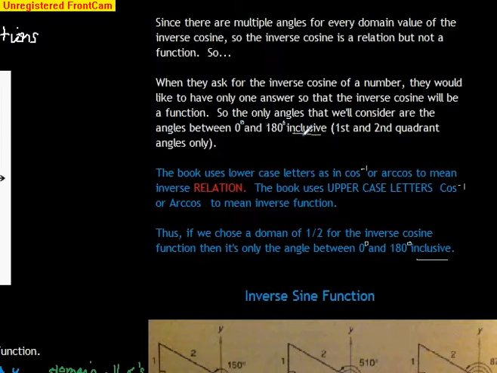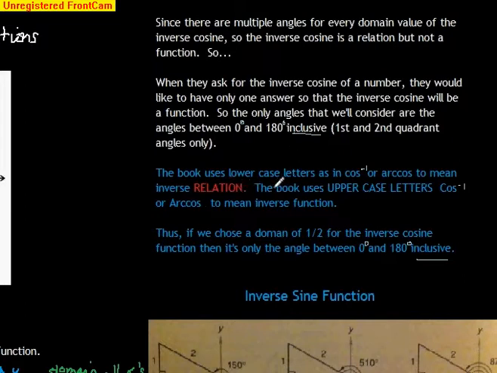So when they ask you to find the inverse cosine of 1/2, it's only going to be the angles that are found in quadrant 1 and 2. Does that make sense to you? Because if we use any other angles, if we add the fourth quadrant, or if we keep going around and around, we're going to get more answers out than one. Functions, you put one in, you get one out.